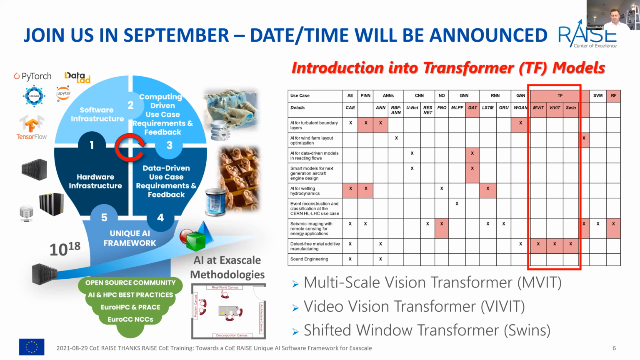Just as a sneak preview for next time, if you have time in September, the date and time will be announced, but it will be mostly at the end of September. There will be a training on so-called transformer models, which are quite interesting models that have gained quite some momentum in the AI community, and are also being further discussed within RAISE right now. We will have a short introduction to the general transformer ideas, and then also include several similar facets, like multi-scale vision transformers, video vision transformers, or so-called shifted window transformers. So stay tuned and join us in September if you want.